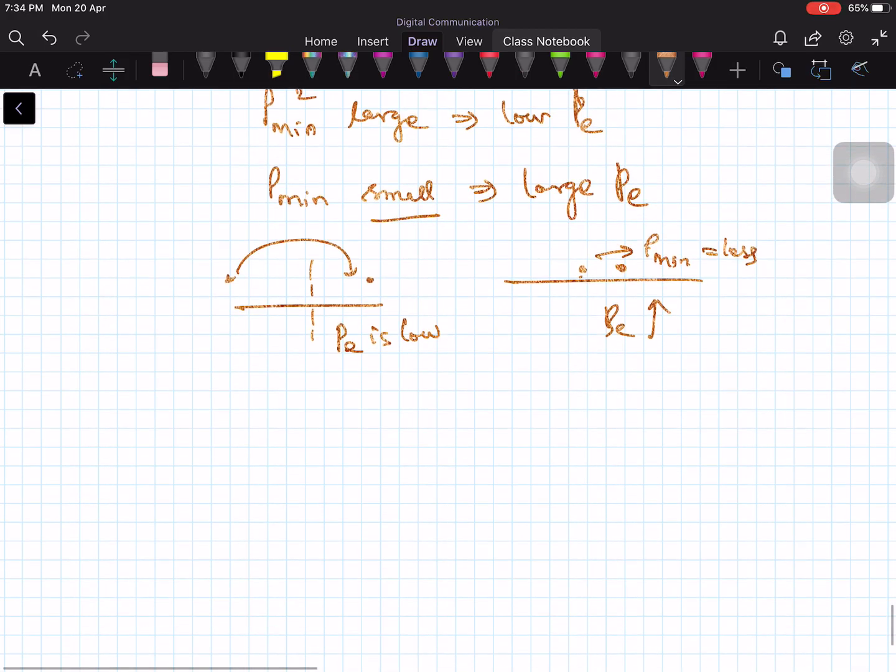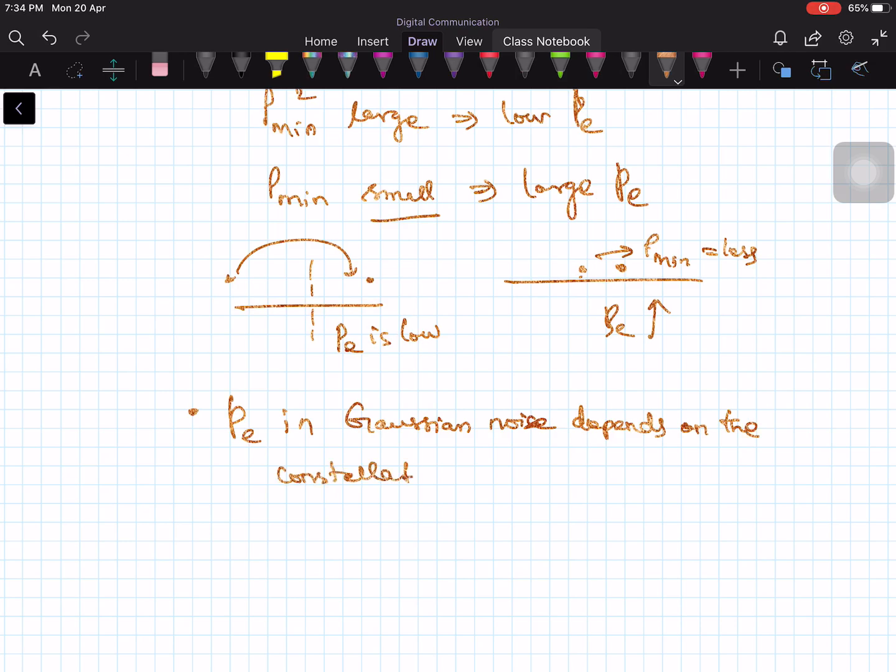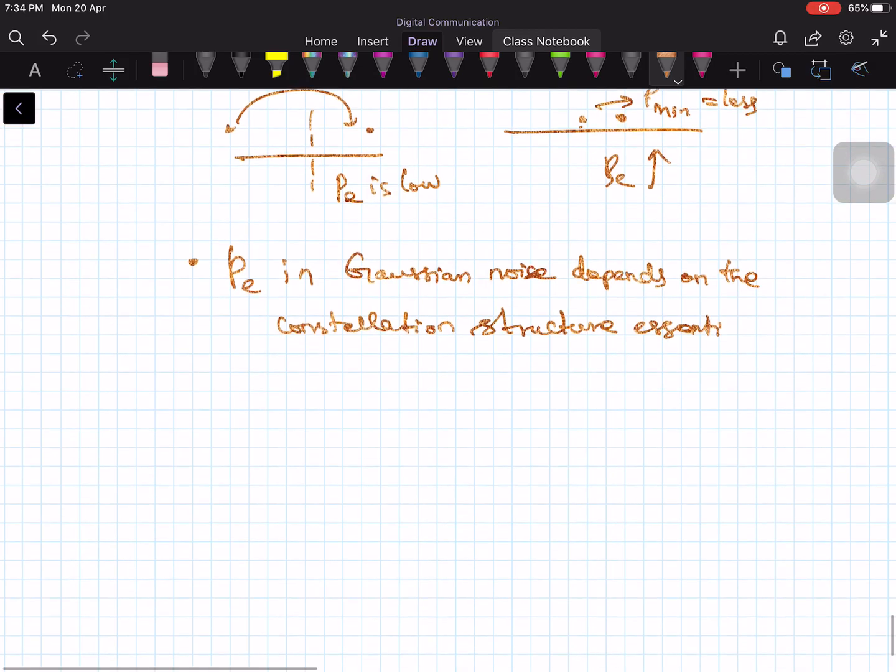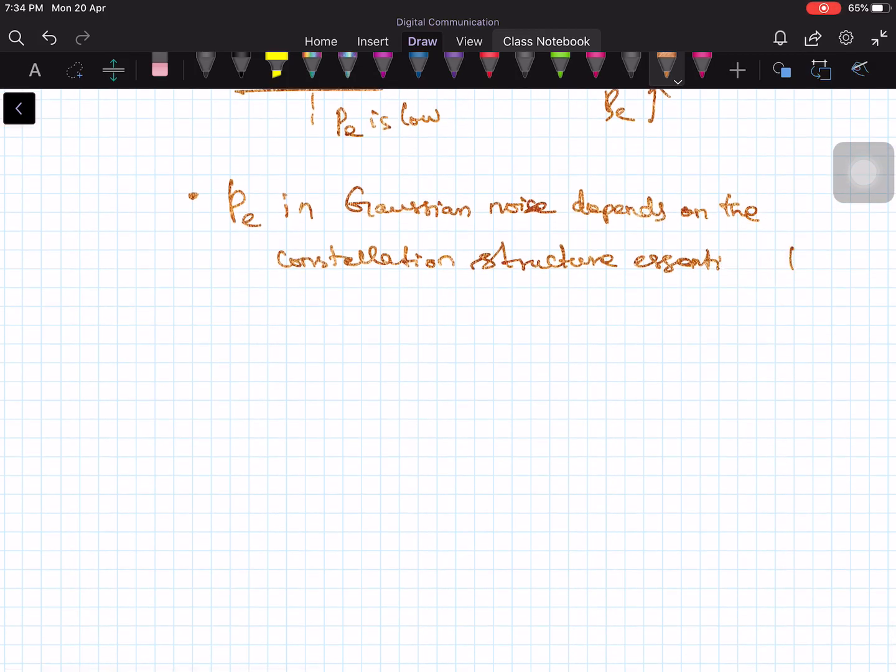So the final point which I want to write down here is: probability of error in Gaussian noise depends on the constellation structure, essentially through the parameter rho min or rho min square, whichever you like.